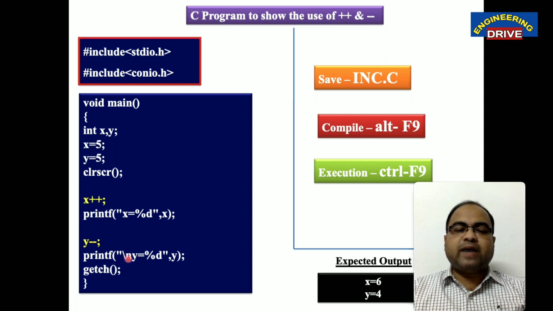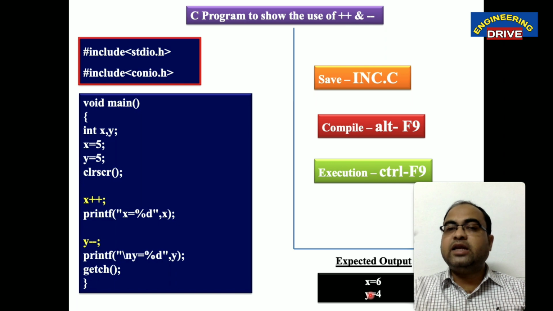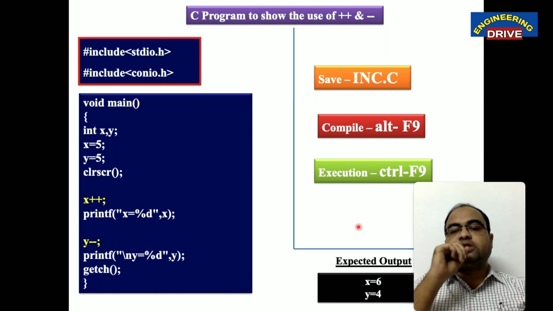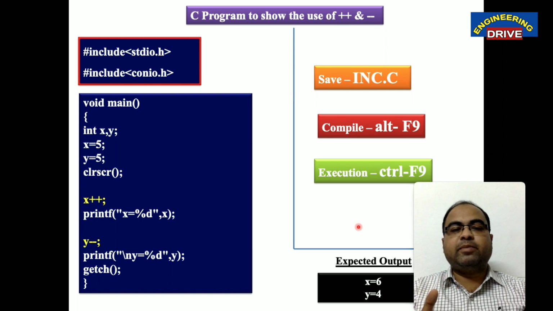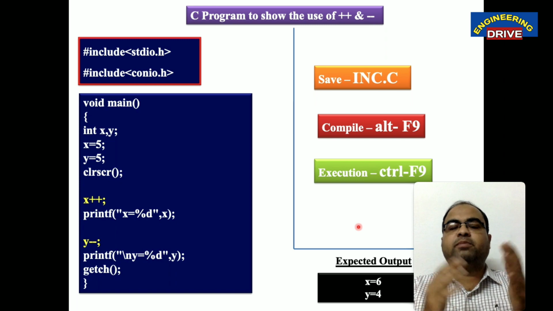Sir, why do we use backslash n here? We have used backslash n because I want the value of y in the next line, in a new line. That's why I used it, y is equal to 4. So this is about the increment and decrement operator example program. You can note down this program by simply pausing the video.